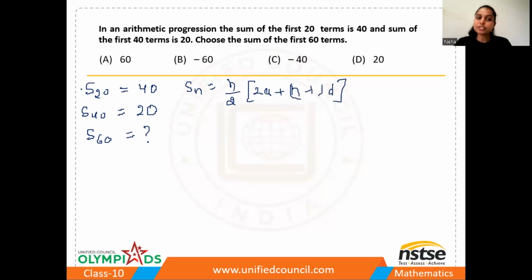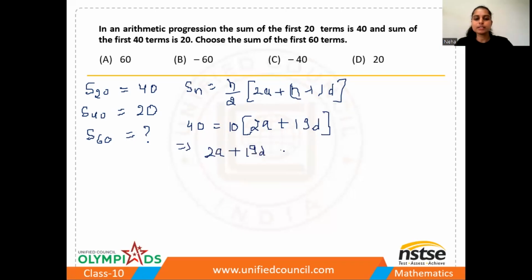Now we have the value of n and we have the value of Sn. Right? So for the first one, where I am writing S20 is equal to 40. So this is 40 is equal to, what is the value of n here? It is 20. Perfect. So 20 divided by 2, can I write it 10 directly? So 2a, we don't have the value of a, and this is n minus 1, that means 20 minus 1, which is 19. So this is 19 here. So I can solve it a little bit more. So 2a plus 19d is equal to 4. This is my equation number 1.